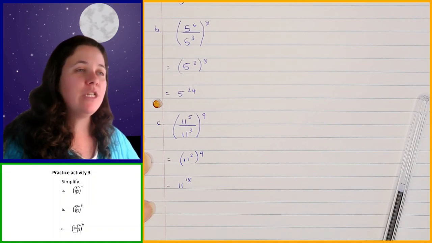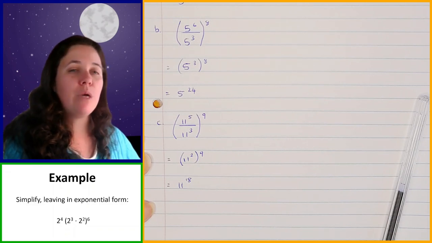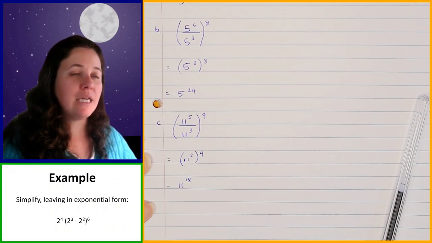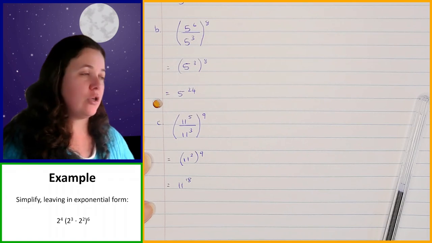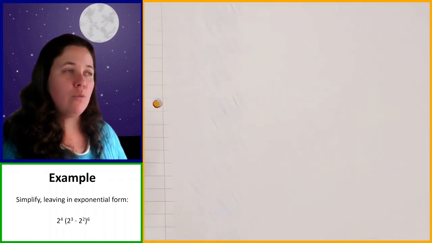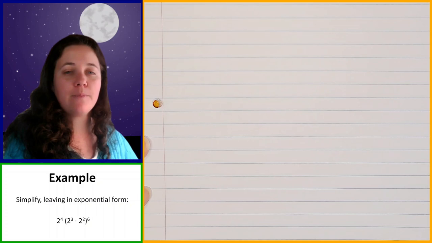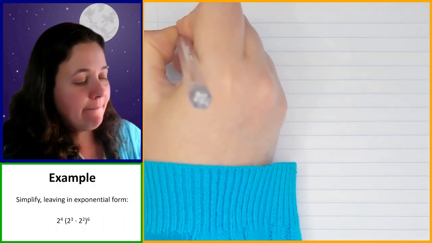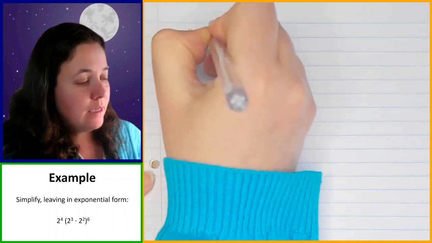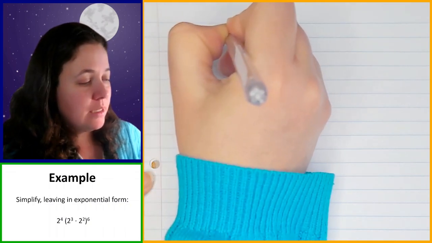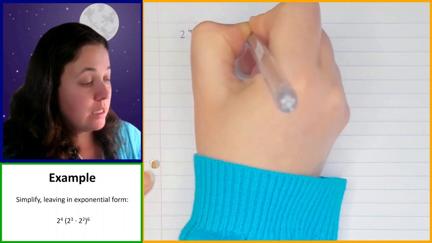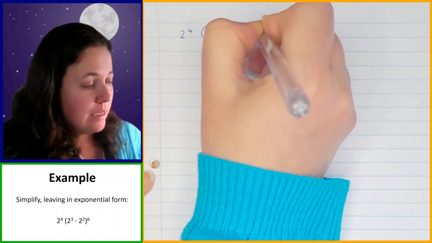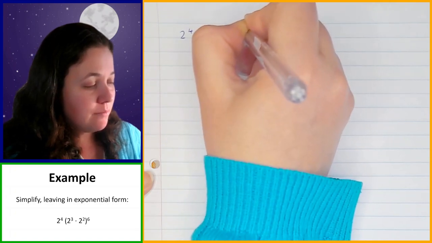Okay, now we're going to go on to an example where we've got some other stuff happening as well. We've got something that's been multiplied outside the brackets as well. Okay, so in this example, we've got 2 to the power of 4 multiplied by, in brackets, 2 cubed times 2 squared outside the brackets to the power of 6.